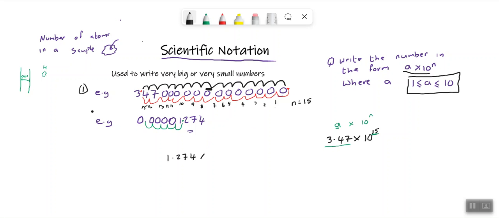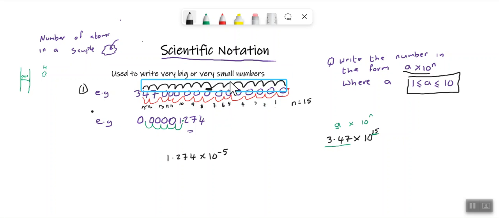And then it's multiplied by 10 to the power of n, and n is the number of positions you've had to move. So we've had to go 1, 2, 3, 4, 5. We've had to move 5 spaces. Now the difference here is that this is going to be negative, so it's negative 5. So when you're writing a small number in scientific notation, the power that you're raising it to will be a negative number. When you're taking a big number and turning it into scientific notation, n will be a positive number.